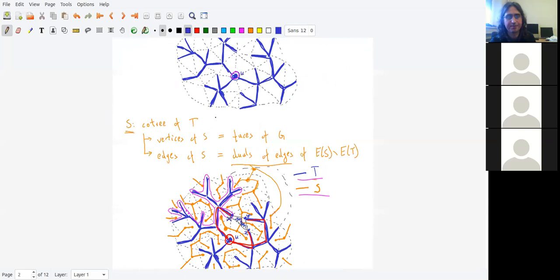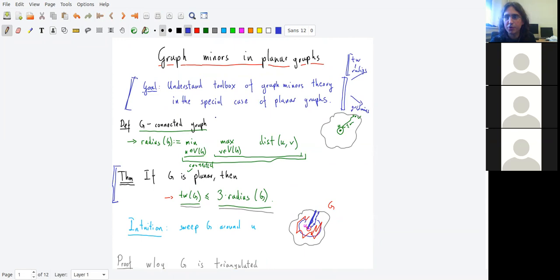Out of curiosity, is this tight? Sorry, I did not understand the question. Can you repeat? Is this tight? Do you know planar graphs that have exactly this bound? That's a good question. It depends what tight means. The right notion of tight here would be: is it true that for every R I can construct a graph with Treewidth exactly three R? I am not sure. I would bet yes, but I am not sure. Good, that's a good question.